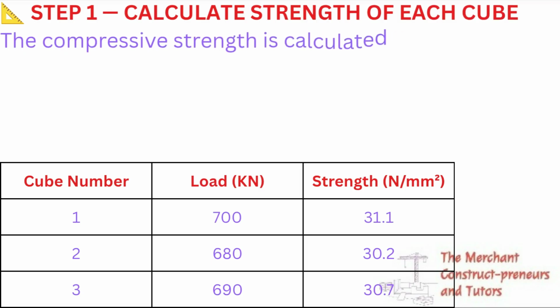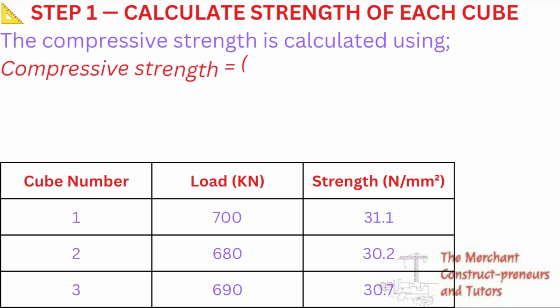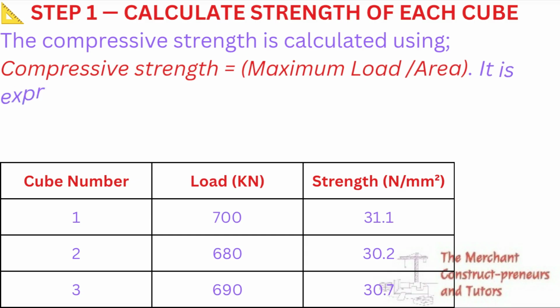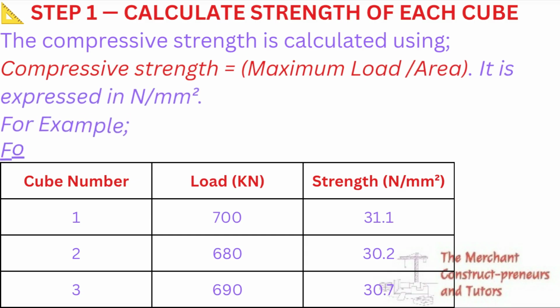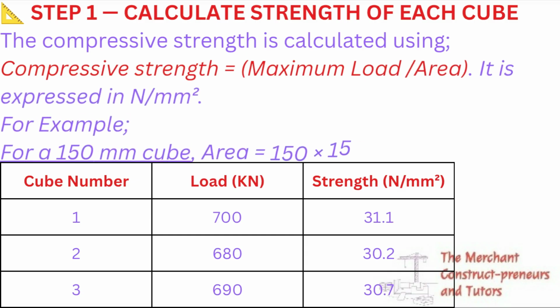But that is not the major criteria. The 28-day is for the final strength, and it is one of the acceptance criteria. So step one, you need to calculate the strength of each cube. We have a sample of a cube here in this table. Compressive strength is given as the maximum load divided by the area.